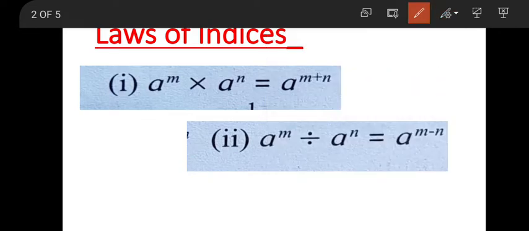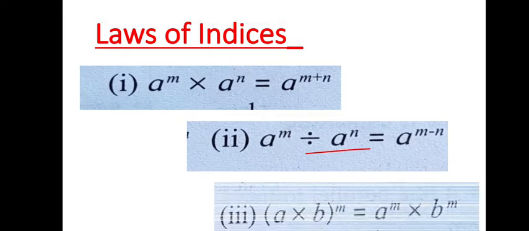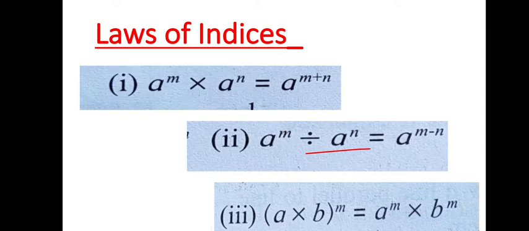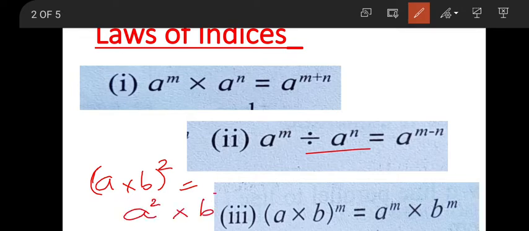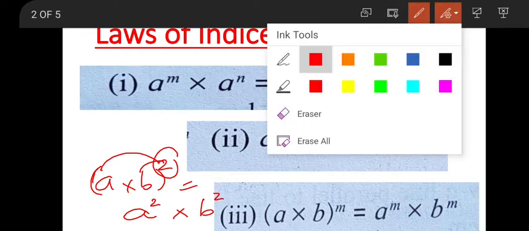Then the third one, (a into b) bracket raised to m will be equal to a raised to m into b raised to m. It means, see how, a into b, if the bracket's power is 2, the a's power will be 2 multiplied by b's power will be 2. It means this power belongs to both the numbers.